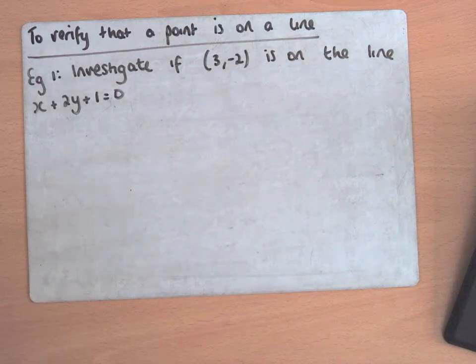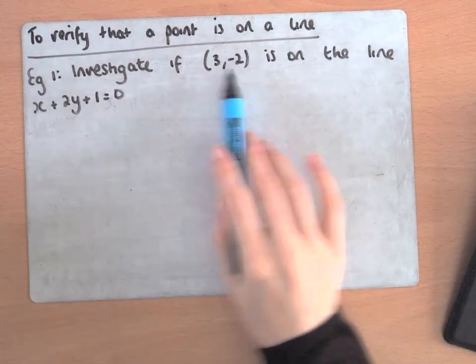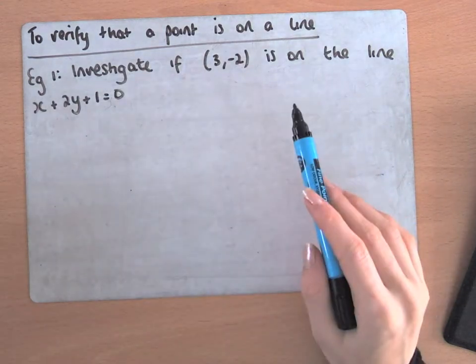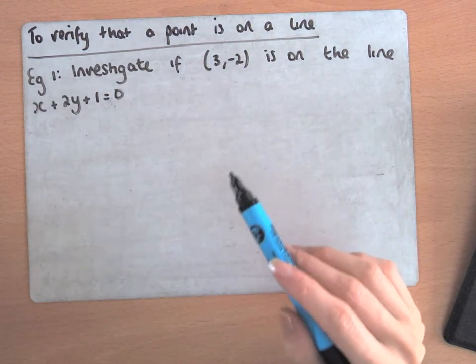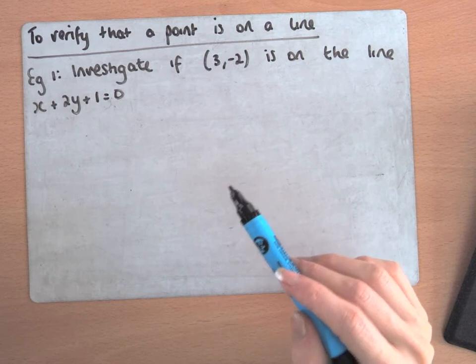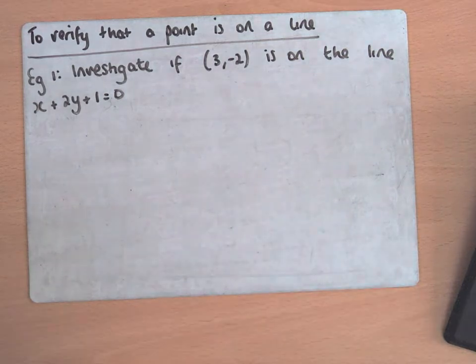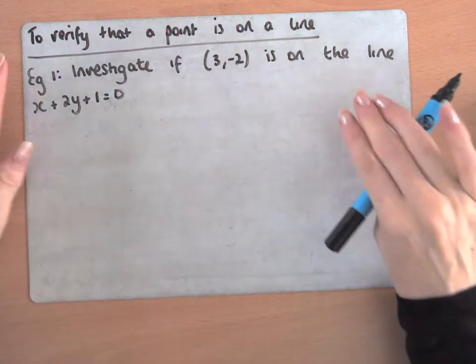Alright, so investigate if 3, minus 2 is on the line. Okay? Now, we're not going to draw the point and draw the line and see is it on there. There's a much quicker way that we can do this algebraically. What do you think it is? Just think about, this is all you're given.